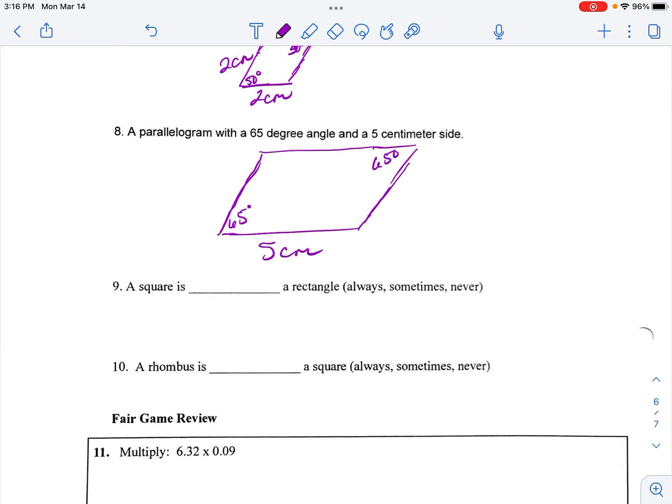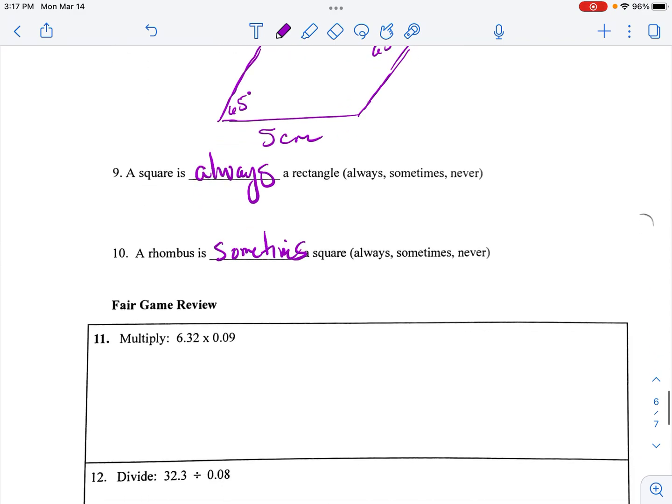Okay, we've got 2 always, sometimes, or never answers, or fill in the blank. A square is always, sometimes, or never a rectangle. We would say that a square is always considered a rectangle. Okay, opposite sides are parallel, and the interior angles are 90 degrees. A rhombus is sometimes a square, but not always, okay?